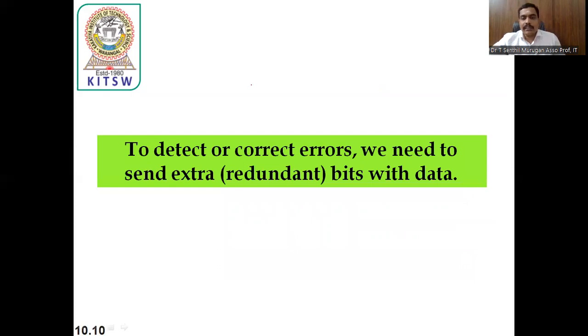To detect or correct errors, we need to send extra bits with the data. If we are sending the data, how can we identify whether there is an error or not? We will give some extra information. That information is considered the redundant bits. Redundancy means adding the extra bits.